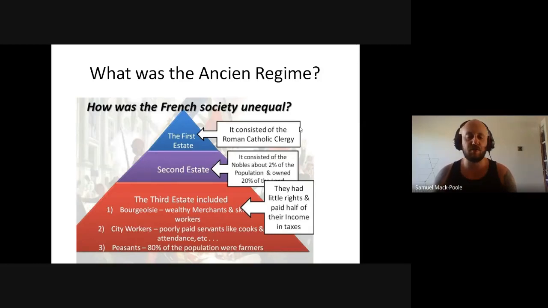Now, the Catholic Church was enormously rich because many French peasants, even though they were dirt poor, would give 10% of their income to the Catholic Church, called a tithe. That's a biblical kind of law. And the reason that they would do that was because they would be afraid if they didn't, that they would go to hell.